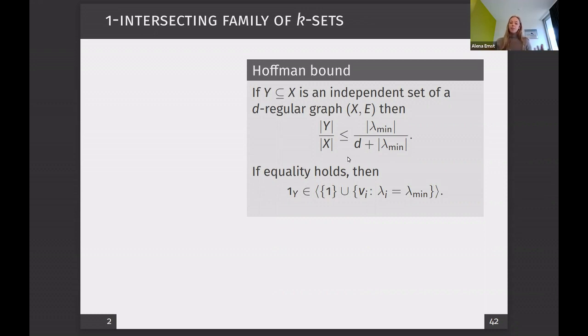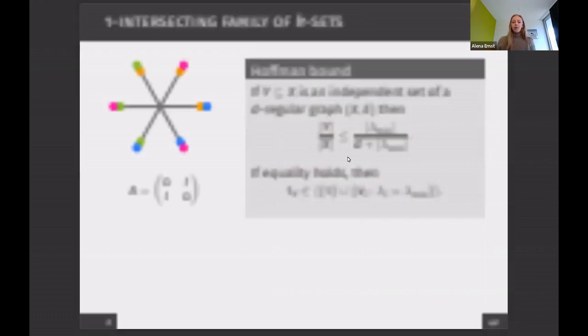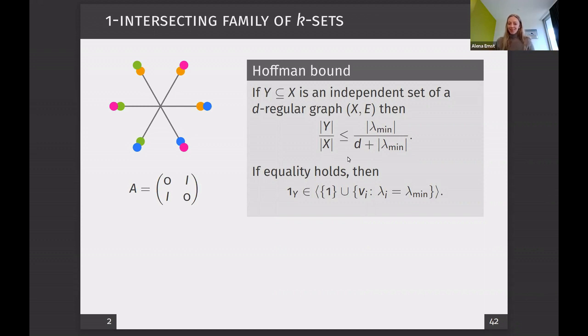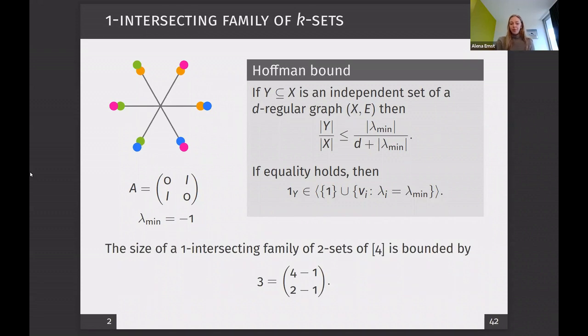So for this example from the previous slide, we do take this graph up here. The vertices are given by all 2-sets of this 4-set, and we have an edge between 2 sets whenever the intersection is empty. So it's described by the adjacency matrix that you see below the graph. Calculating the minimal eigenvalue gives us -1, and applying the Hoffman bound then gives us our desired upper bound for the size of a 1-intersecting family of 2-sets.